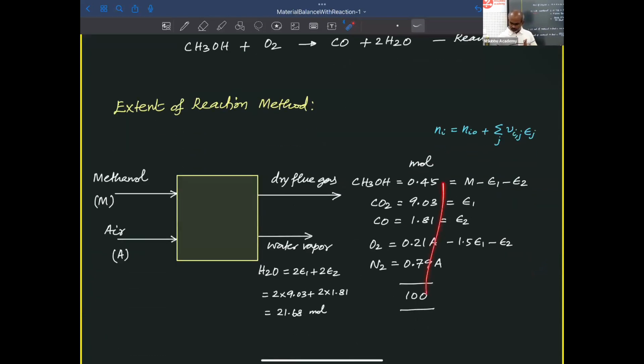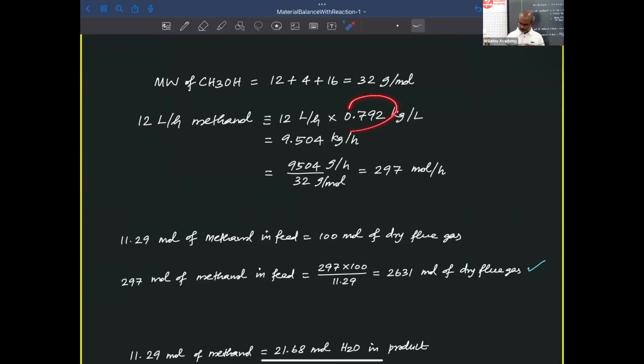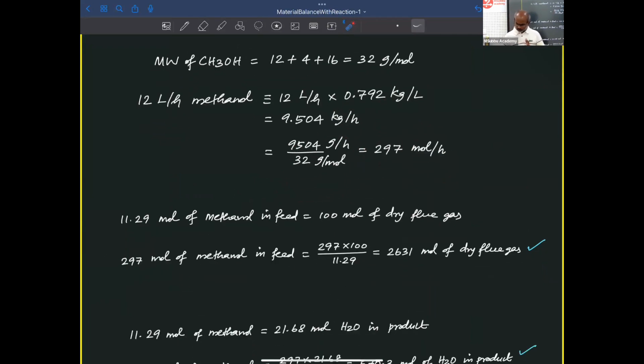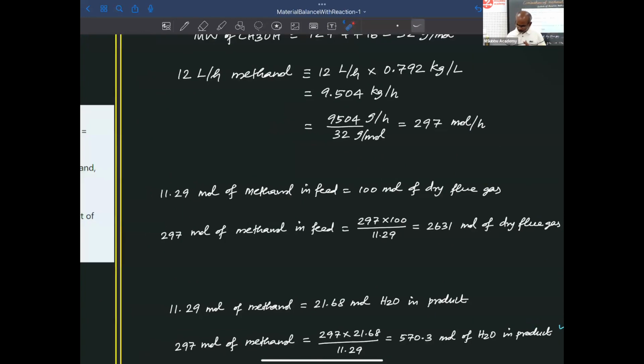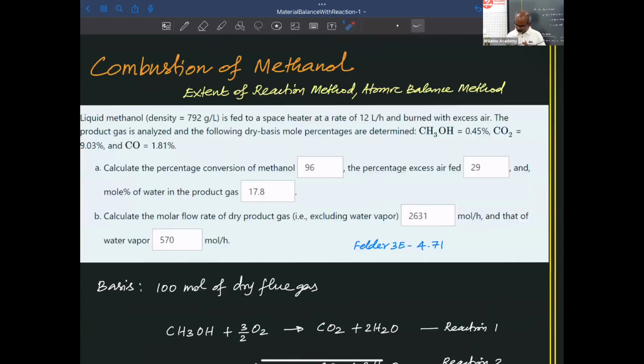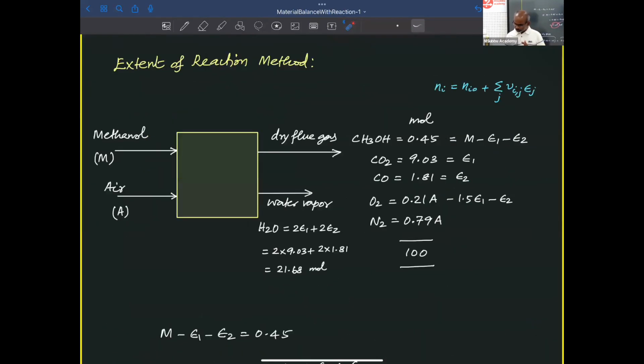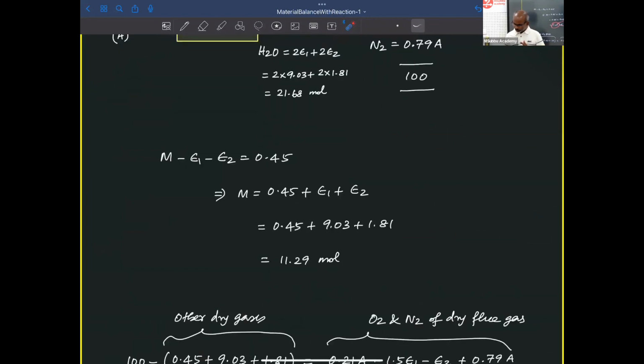For that, we are using this density data, the density of the liquid. From that, this is first converted into mass divided by molecular weight. From that, we have this molar flow rate. And already we know for 11.29 mole, we had a product dry gas of 100 mole and how much of water content.